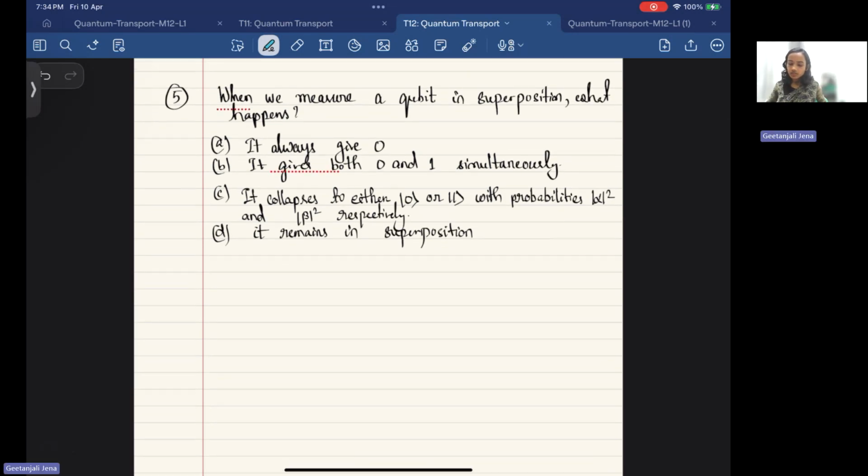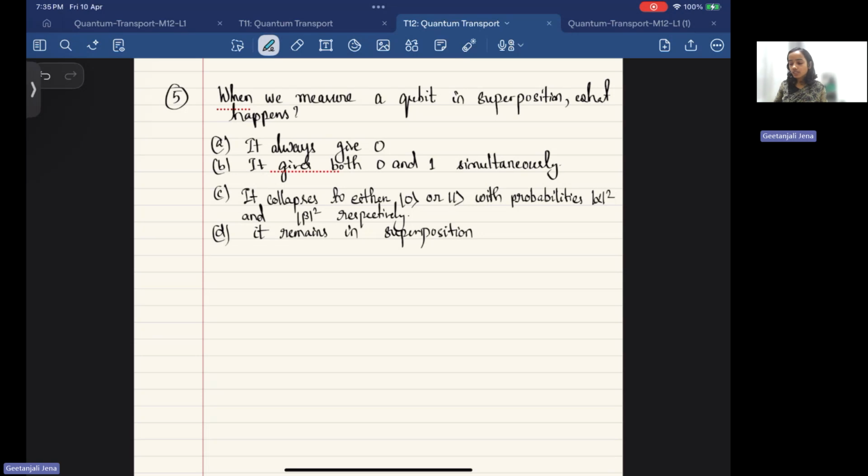Question number 5. When we measure a qubit in superposition, what happens? Option A, it always gives 0. Option B, it gives both 0 and 1 simultaneously. Option C, it collapses to either 0 or 1 with probability alpha square and beta square respectively. Or option D, it remains in superposition.